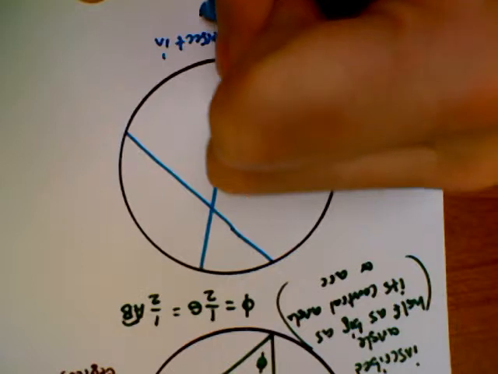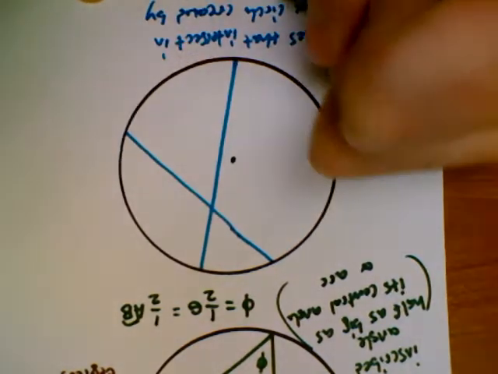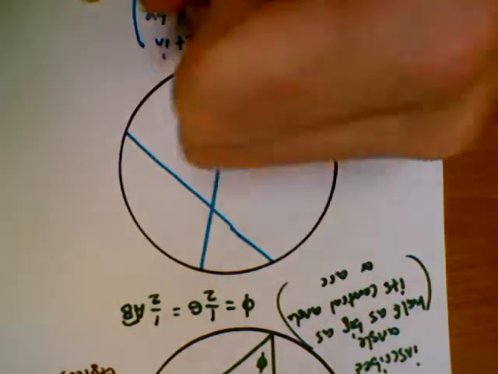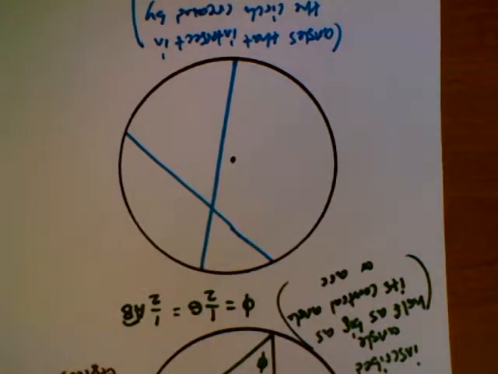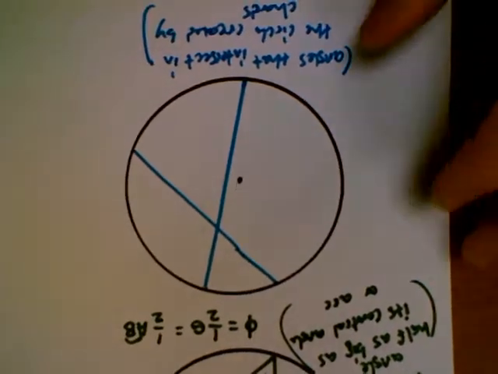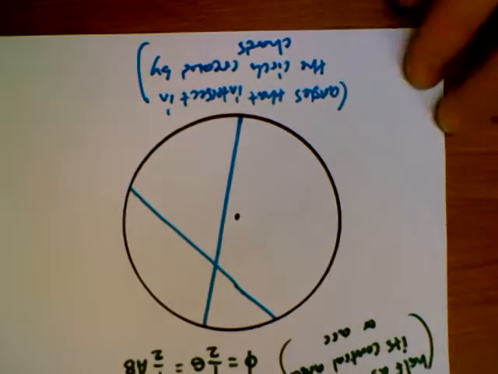Created by chords. I guess you could say chords that intersect in a circle. I might not be using the vocabulary 100% correct, but you get the picture.